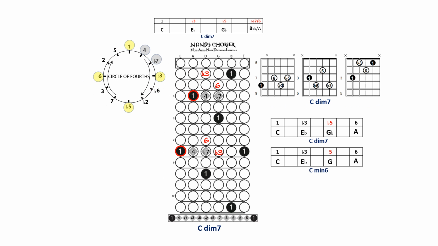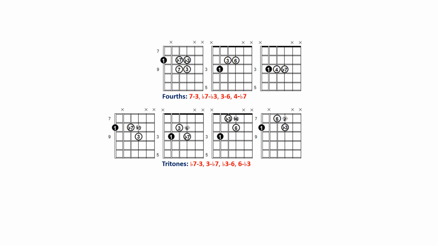The shell voicings for minor 6th chords and diminished 7th chords are identical because the double flat 7 in a diminished 7th chord is enharmonically equivalent to 6. Our quarter is a useful tool to practice identifying fourths and tritones in shell voicings.